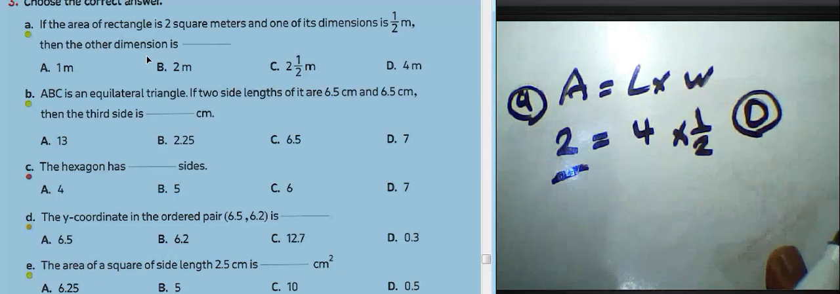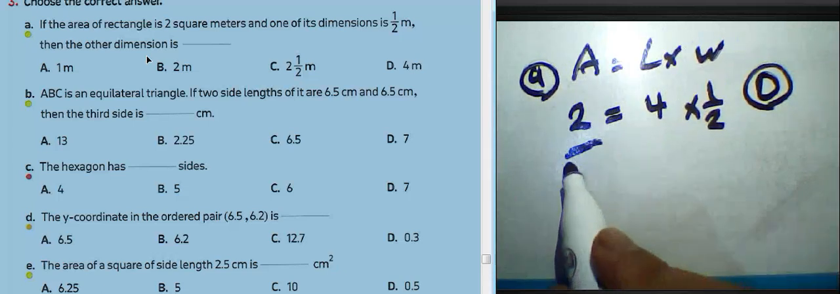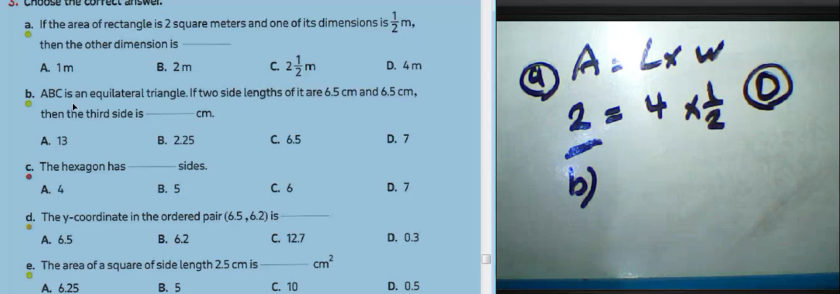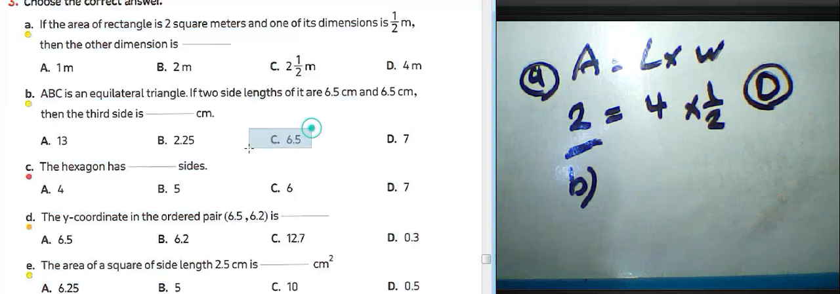Choose letter D. Question letter B. ABC is an equilateral triangle. If two sides are 6.5 centimeters and 6.5 centimeters, the third side will be, he asked about an equilateral triangle, all sides equal in length. You must choose letter C. It's very easy. An equilateral triangle means all sides are equal in length, okay?